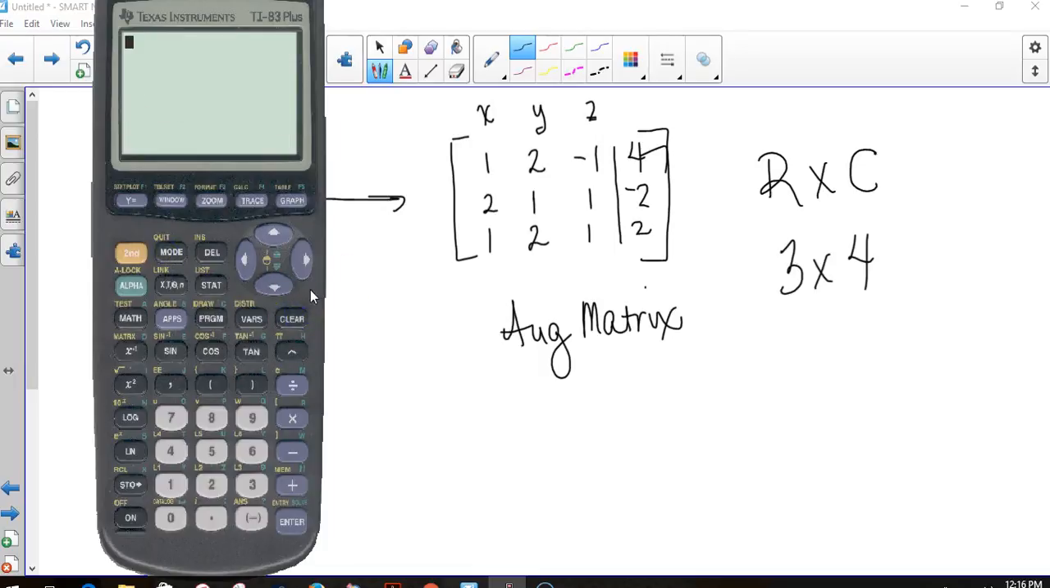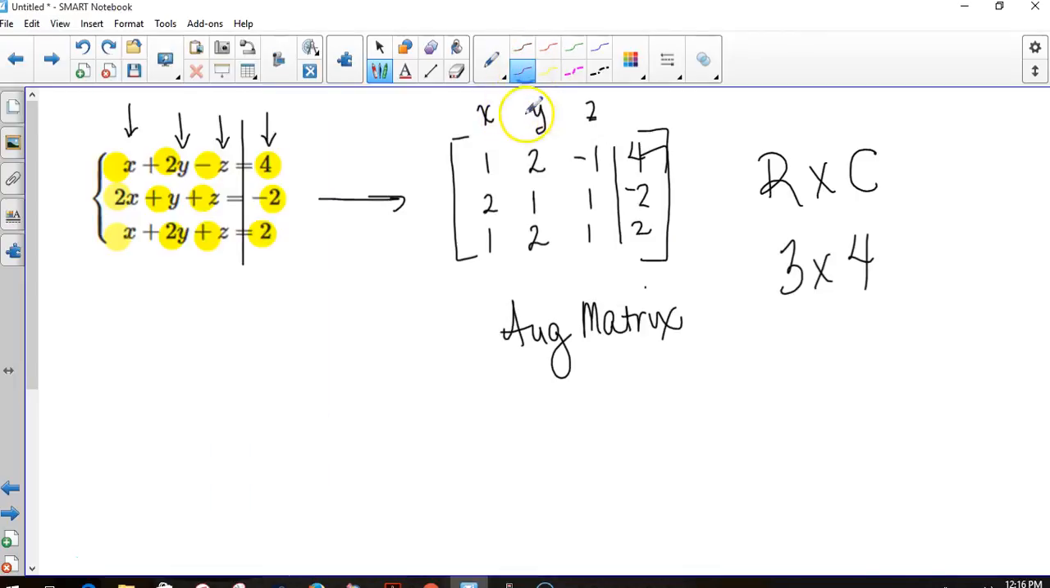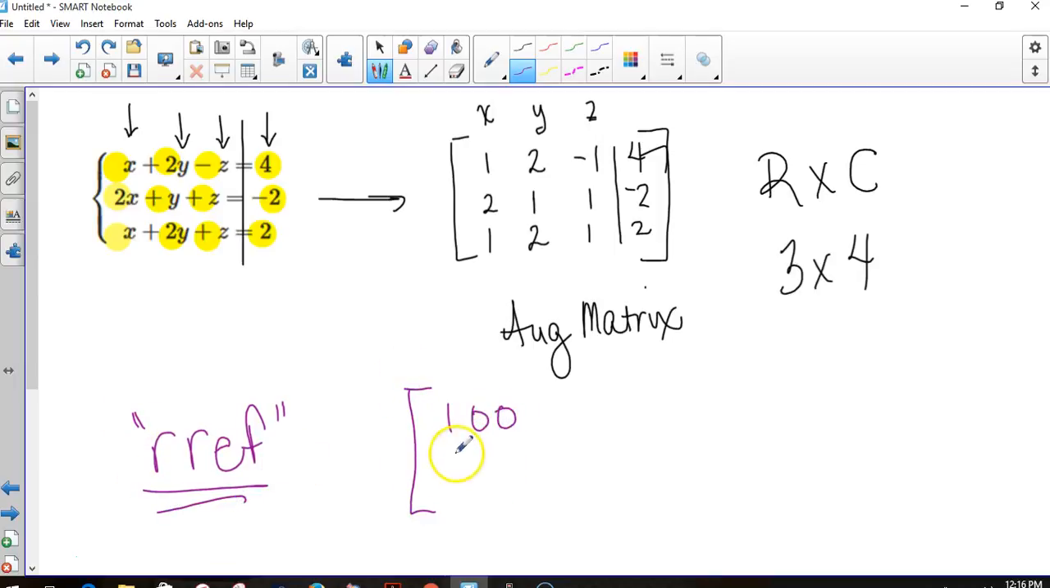So now what I want to do is I want to kind of reduce the matrix, if you will. Kind of like you simplify a fraction. We want to simplify this. And what we want it to look like, it's called row reduced echelon form. Row reduced echelon form, RREF. Right? And what that means is that you're going to have 1s on the diagonal, and zeros everywhere else. And then you just have a bunch of numbers out here for your solutions.